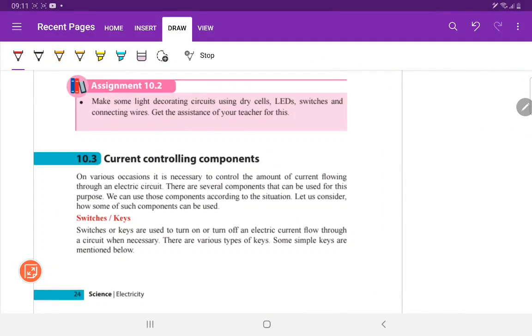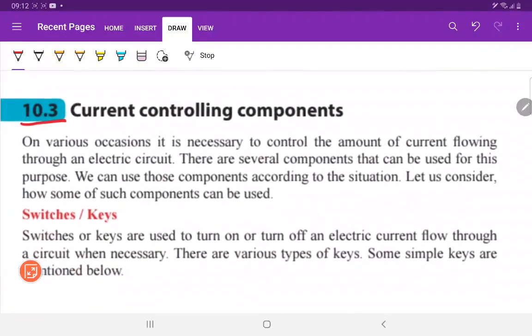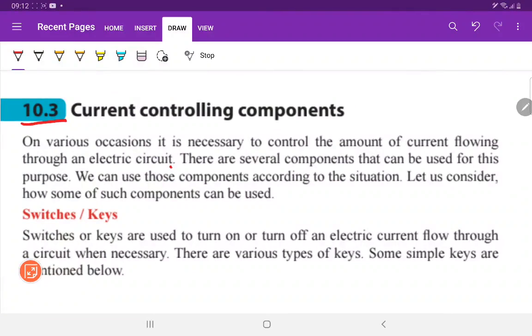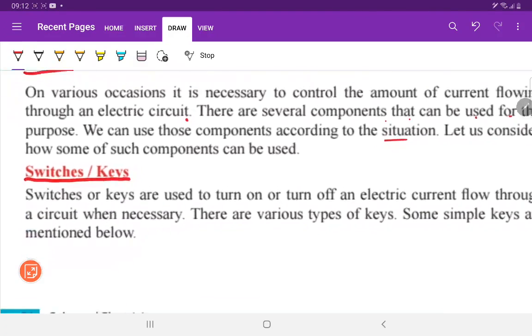Okay, we'll move to 10.3, current controlling components, which is important. On various occasions, it is necessary to control the amount of current flowing through an electric circuit. There are several components that can be used for this purpose. We can use those components according to the situation. So let us consider how some of such components can be used. The first one is switches and keys.